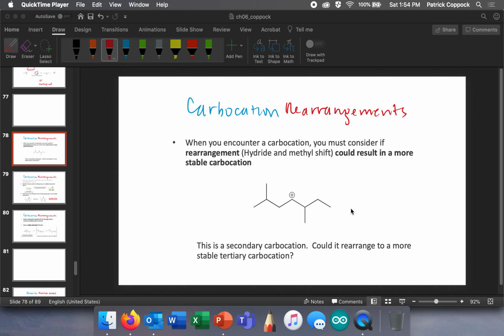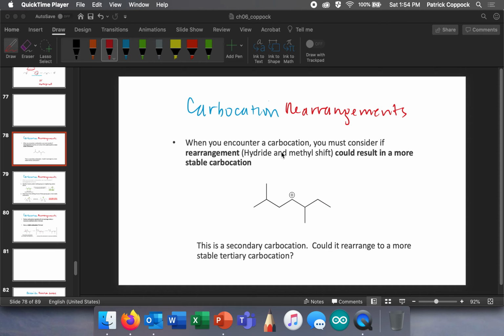Let's revisit the topic of carbocation rearrangements. I warned you when I first brought it up that carbocation rearrangements are rare enough that we might have difficulty remembering them, right? So let's take a couple extra seconds here with carbocation rearrangements.